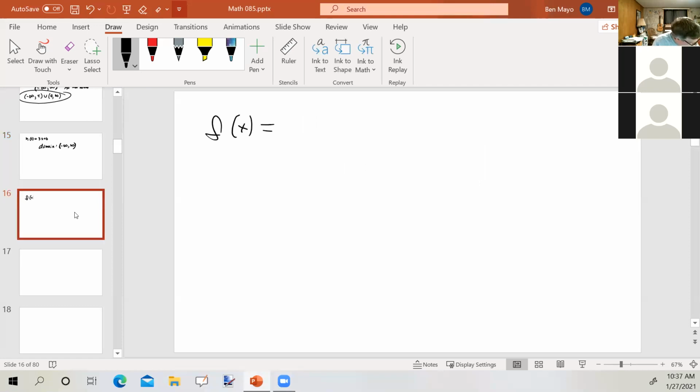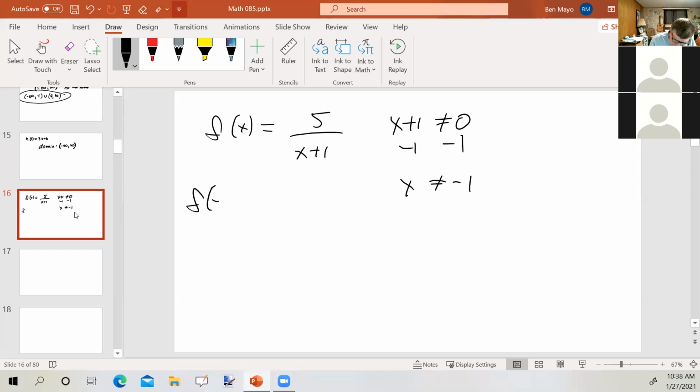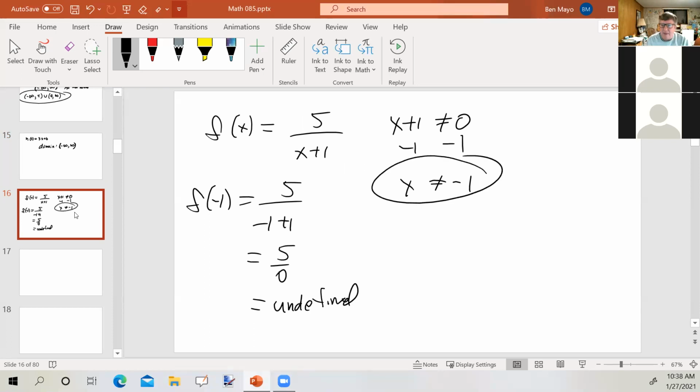F of x equals 5 over x plus 1. Well, we now have a variable in the denominator, so there's a possibility of the denominator equaling 0, which we want to avoid. So we don't want x plus 1 to equal 0. So we don't want x to equal negative 1, because f of negative 1 would be 5 over negative 1 plus 1, which is 5 over 0, which again is undefined. So we want to say that.